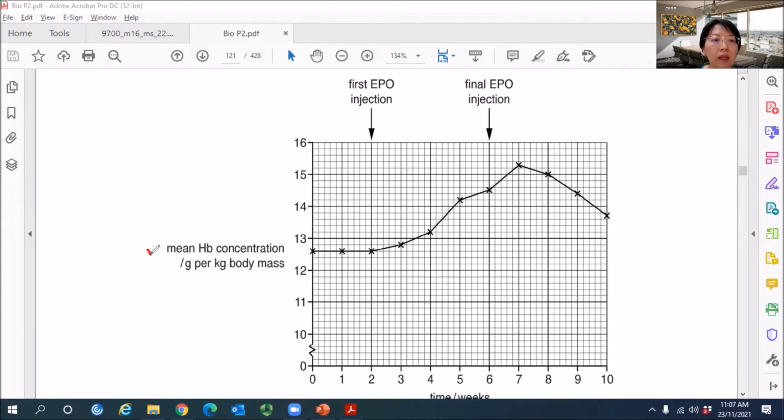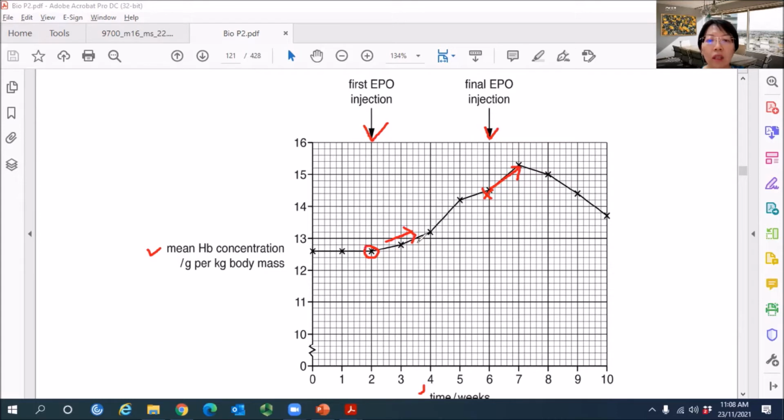So this is the mean hemoglobin concentration in gram per kilogram of body mass. And then the x-axis is the time. So first EPO injection over here. So you can see that after EPO injection, there's a slight increase in the hemoglobin concentration. Okay. And then this is the final EPO injection here. So after injection, you can see that it increases. After that, it starts to drop because no more injection really. So it starts to drop.